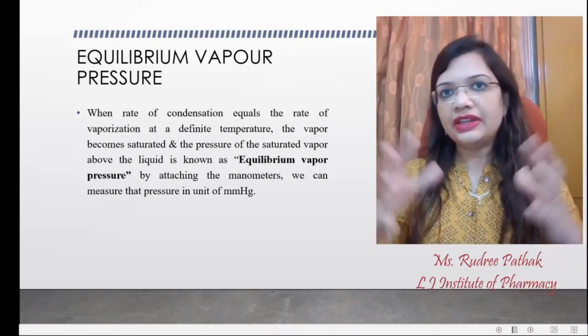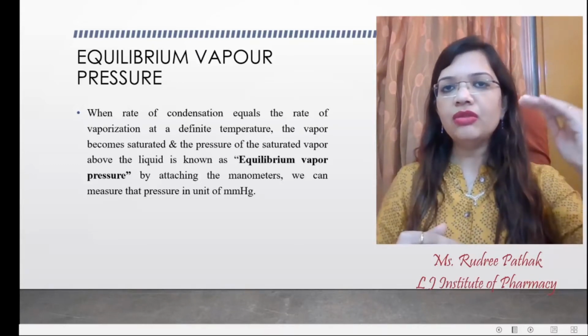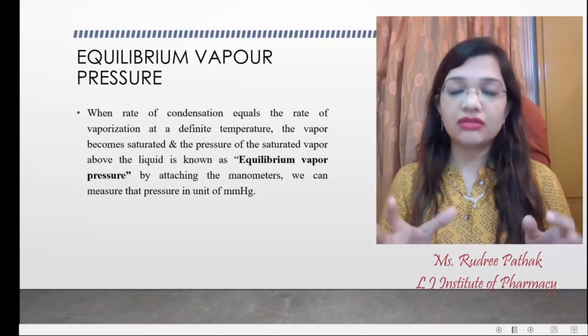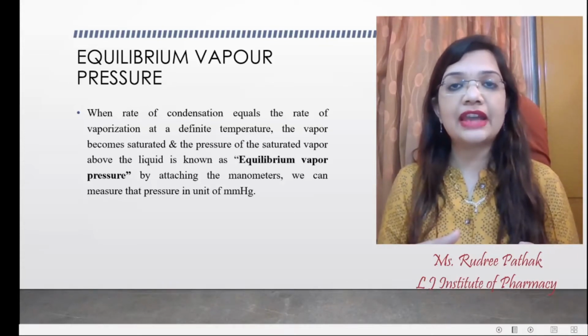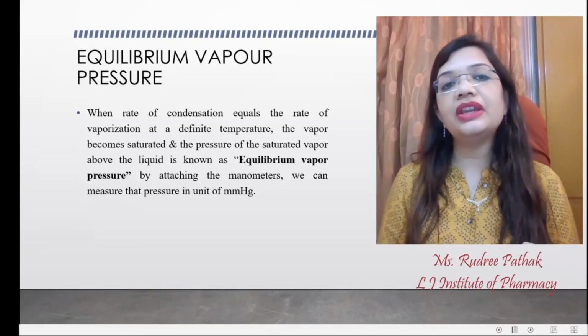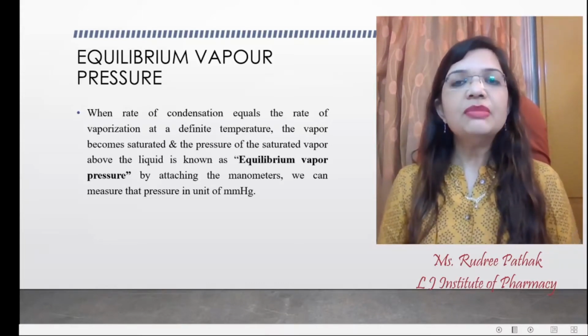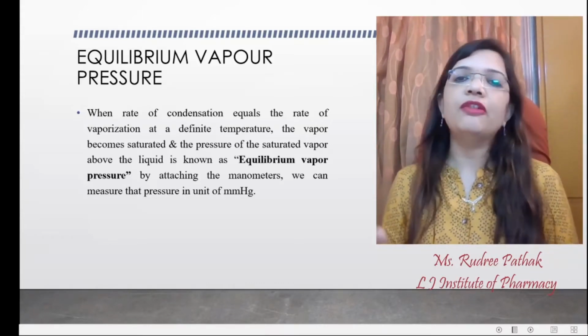The vapor above the liquid state ultimately becomes saturated, so some of the books also mention it as equilibrium saturated vapor pressure, and it is usually measured in millimeter of mercury with the help of manometers.